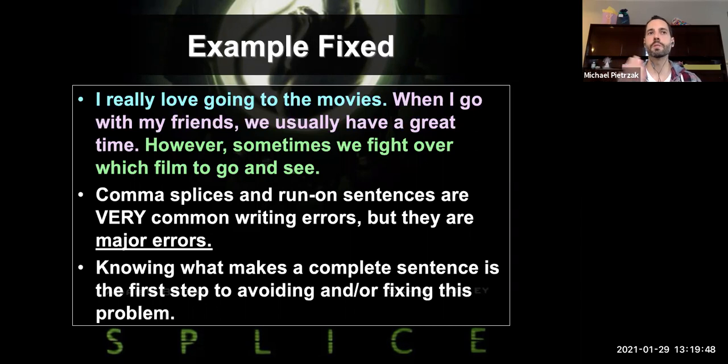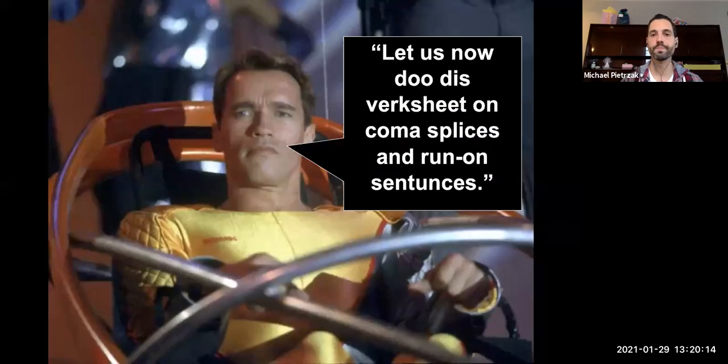If you use comma splices, if you use run-on sentences, people will have a harder time understanding you, and it just won't sound as good. People will get stopped thinking, oh, there's an error there somewhere. It doesn't sound right. And if your writing or your speaking doesn't sound right, you're hurting your communication, and that's the whole idea of this course, to become a better communicator. So knowing what makes a complete sentence is the first step to fixing the problem.